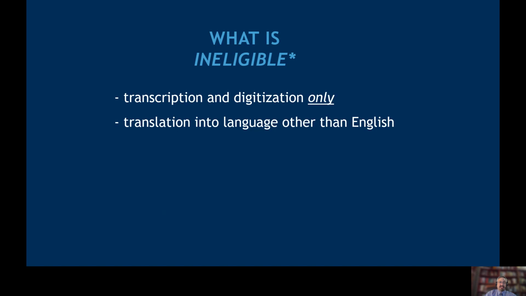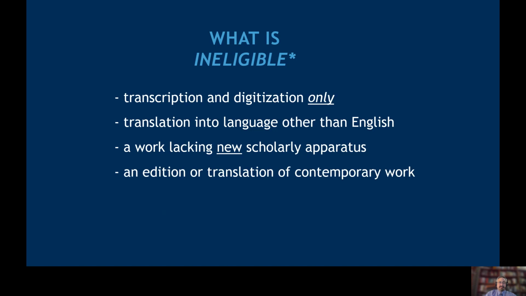Projects that are translations into languages other than English, so from an original language into, say, French or German, are not eligible. A project that is, as I said, lacking new scholarly apparatus. So if it's simply a translation of an existing edition into English that only has the original apparatus from that edition, that is not enough. It needs to be new work added to whatever that edition was.